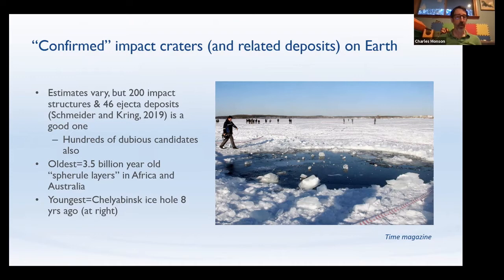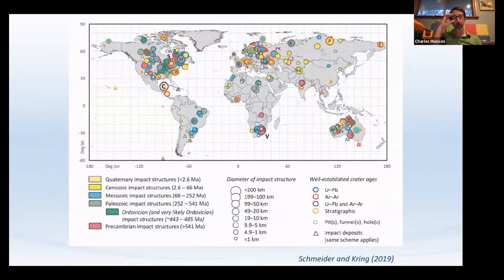So here's a map from that same compendium from a few years back, published in Astrobiology, showing the spatial distribution of these things, and also tells you something about the size. Each dot is an impact structure, and the bigger the circle, the larger the structure. So you can see Chicxulub there in the Yucatan. You'll notice, of course, that a lot of them are clustered in North America, United States, Canada, Europe, Australia.